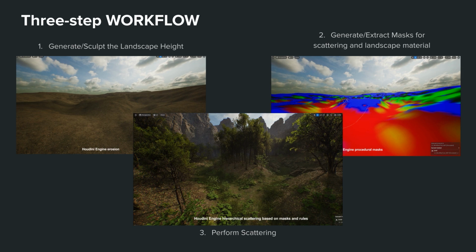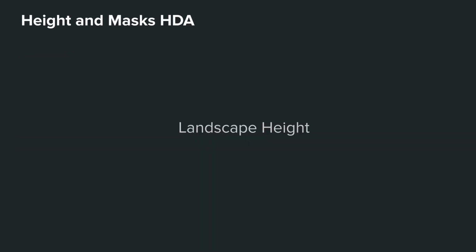Our workflow consists of three main steps: generate or sculpt the landscape height, generate or extract masks for scattering and landscape material, and perform scattering. There are multiple ways to generate landscape with height and masks HDA. We can begin by sculpting the base terrain, or generating noise, projecting meshes, splines, patches, images, and then applying a series of post-processing operations on top.